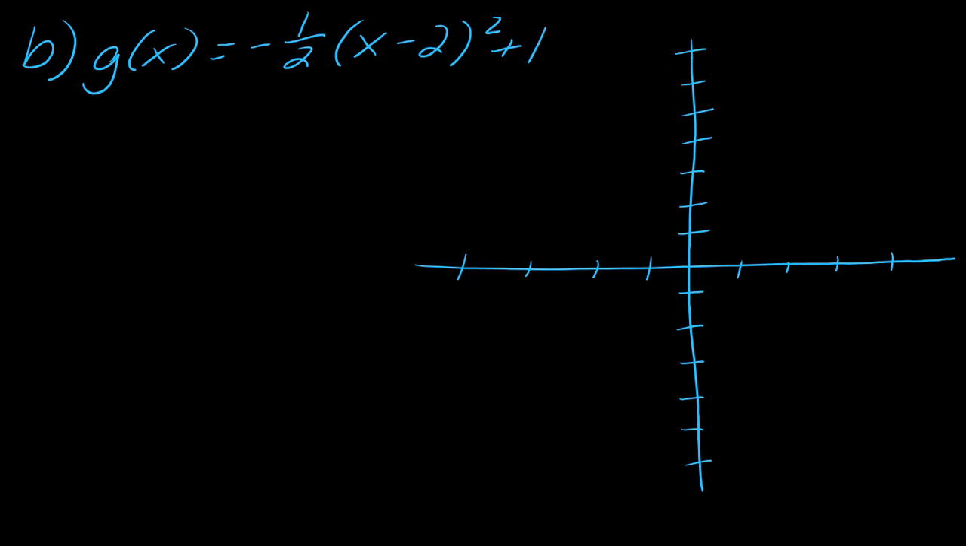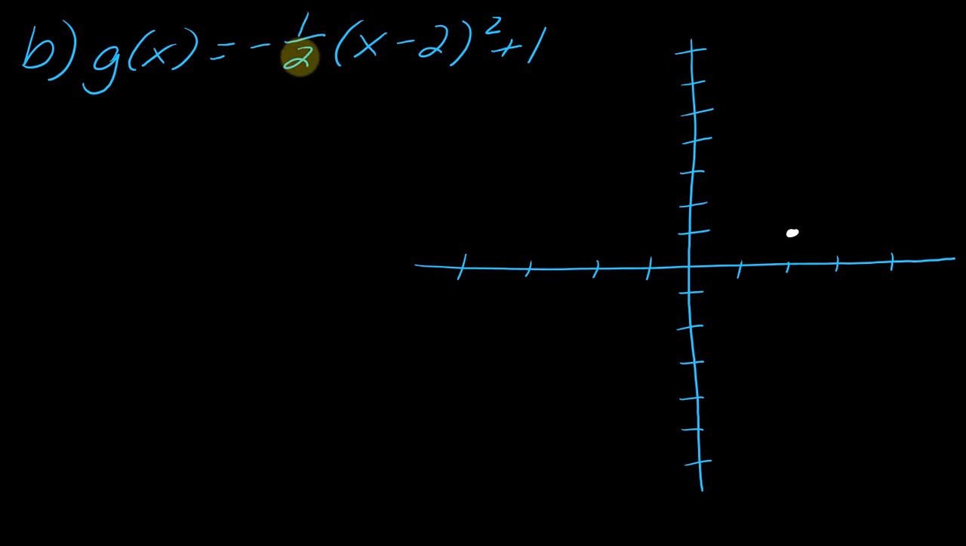So I'm going to put that for my vertex. So right 2, up 1. And in this case, this is going to go down. But now I'm still going to go out 1 in each direction. But how far should I go down? Now I'm going to go down half of a coordinate.